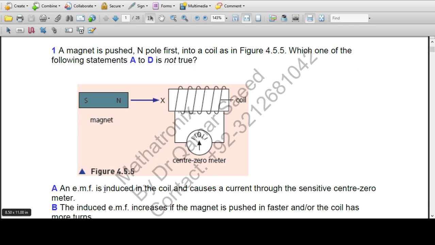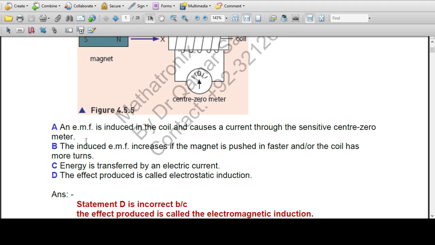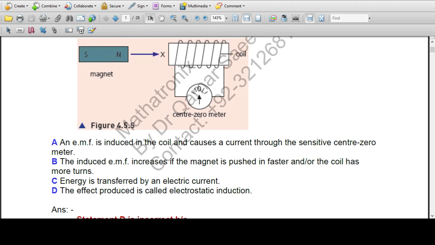The EMF is induced in the coil and causes a current through the sensitive centre-zero meter. Yes, true. The EMF will be induced because this creates a relative motion here, and as a result this coil, or this number of turns, will develop an EMF.